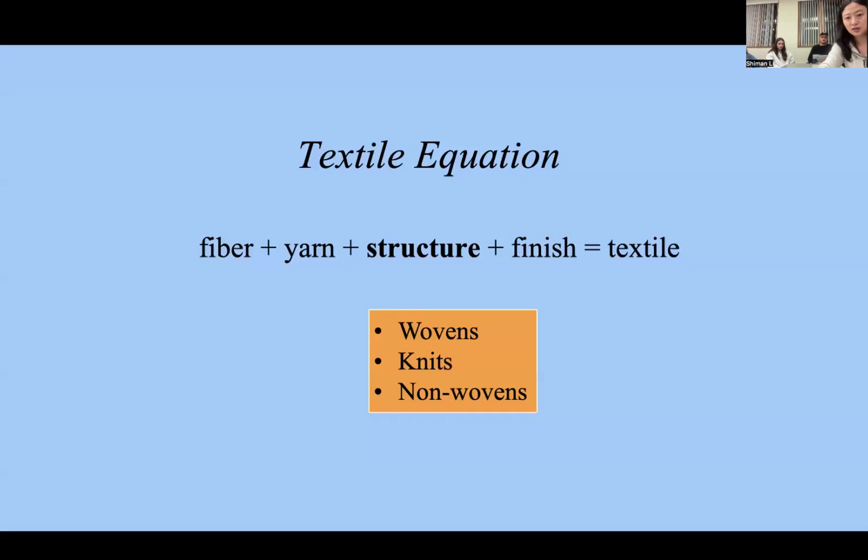these parts. And as we have learned, the textile equation consists of fiber plus yarn plus the structure plus the finish process that makes the whole textile manufacturing process. After we've done all this process, we have three categories of textiles: the woven fabrics, the knitted fabrics, and also the non-woven fabrics. Those are the three categories based on the structures of textiles.